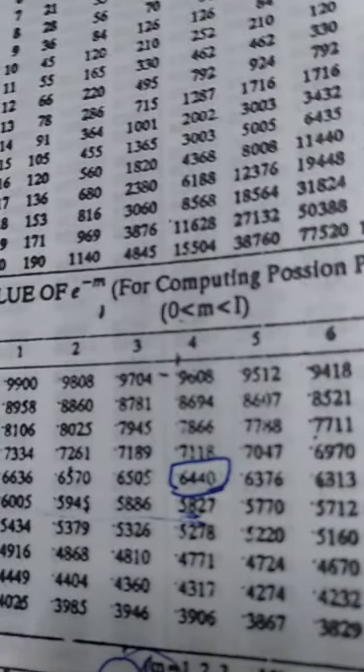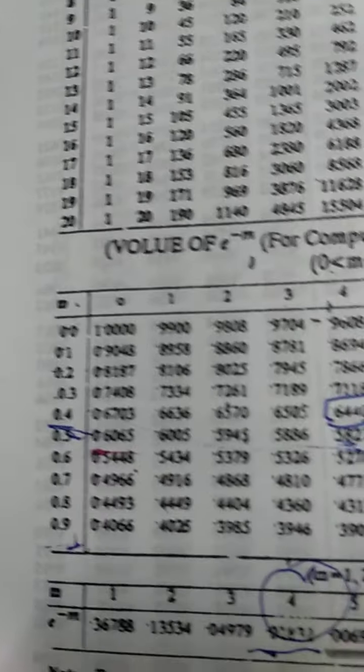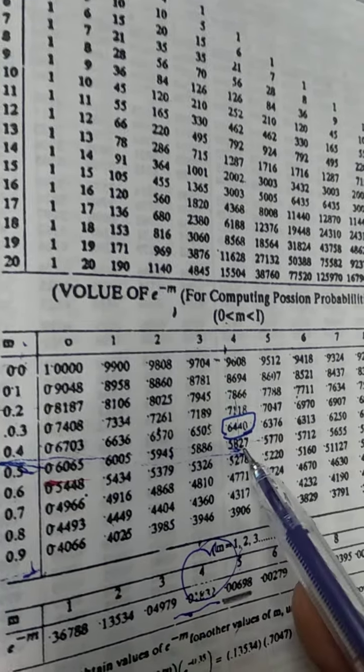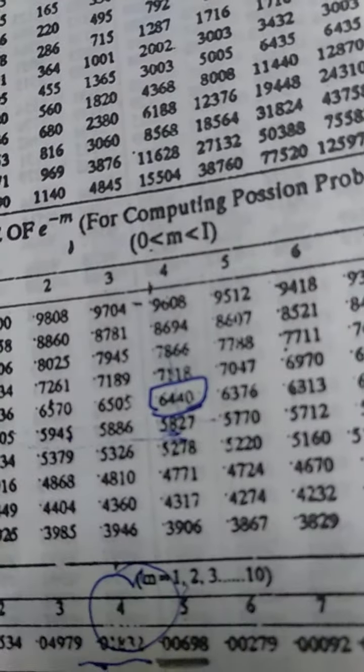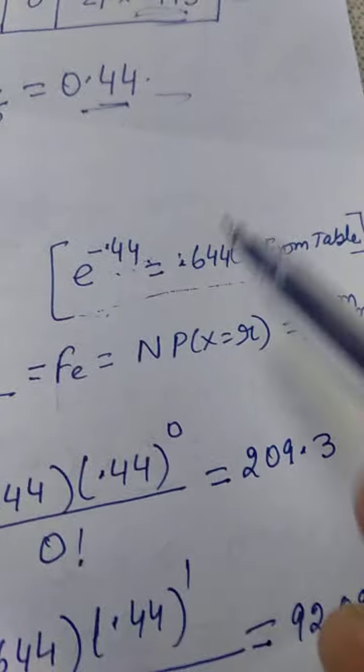0.44 के लिए कितनी वैल्यू आ रही है आपकी? 0.6440. Just see. क्या देखा आपने? Fourth row, you have to see the fourth row and the fourth column, and the value which you will get is 0.6440. So I have written this value from the table.